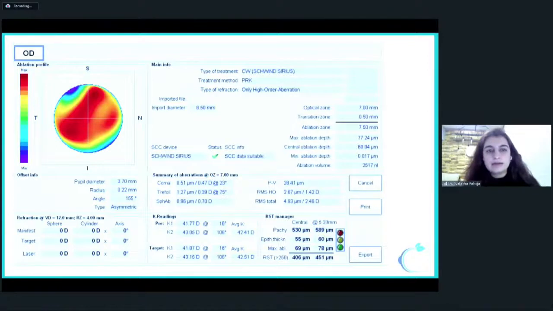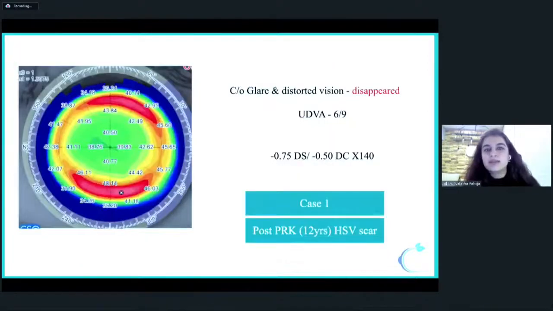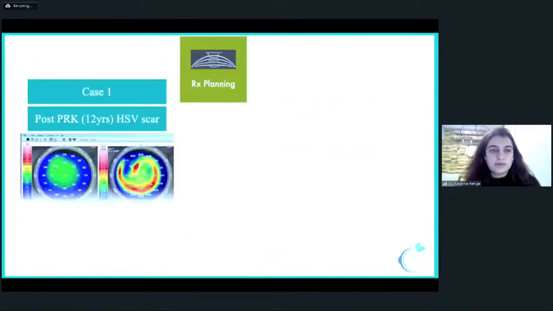What was very, very encouraging was that the patient came back with a topography which looked like what the patient had before the scar. So it is a very good post-operative case example that suggests that not only the unaided vision improves, but also with a small refractive correction, the aided vision can also improve.